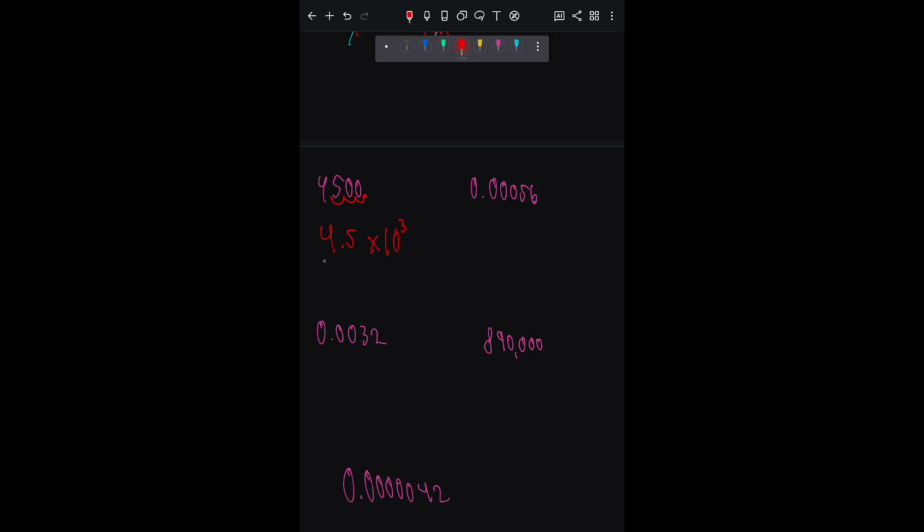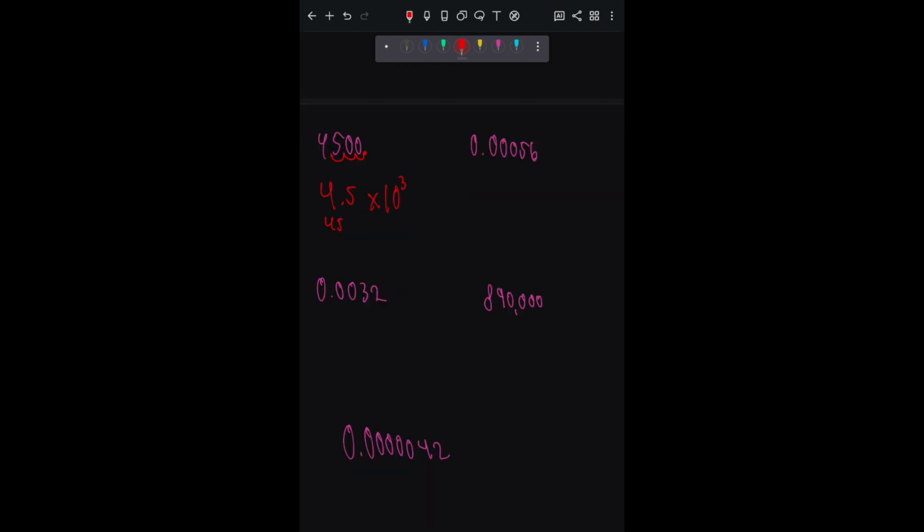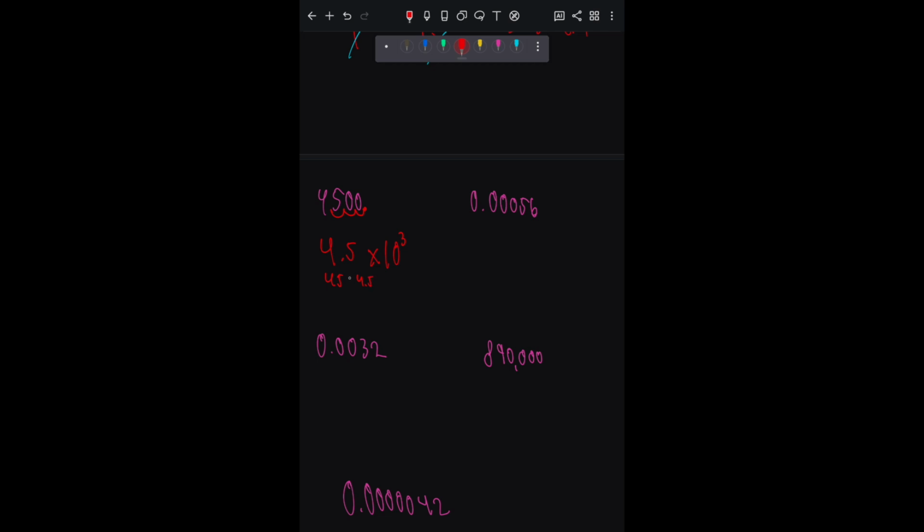So let's think about it. You move it to the right once, that is 45, which would be the same thing as 4.5 times 10 to the 1 power. You move it to the right twice, that is 450, which is the same thing as 4.5 times 10 to the second power. And then we get 4,500, which is the same as 4.5 times 10 to the third power, which is what we did. So you really just have to use that logic.